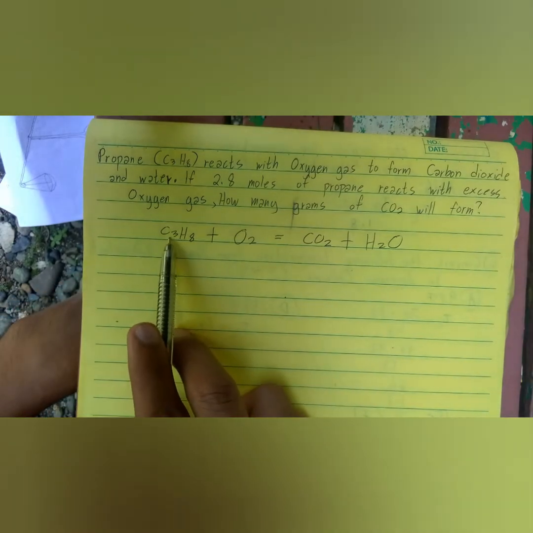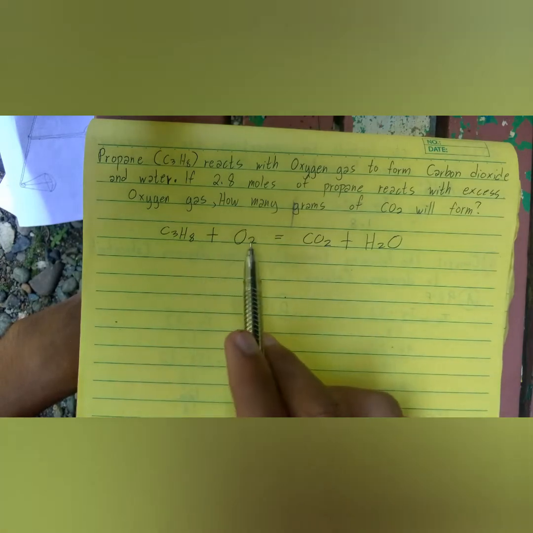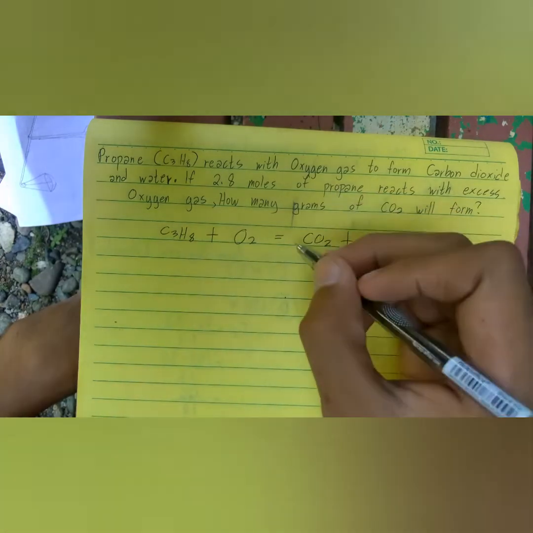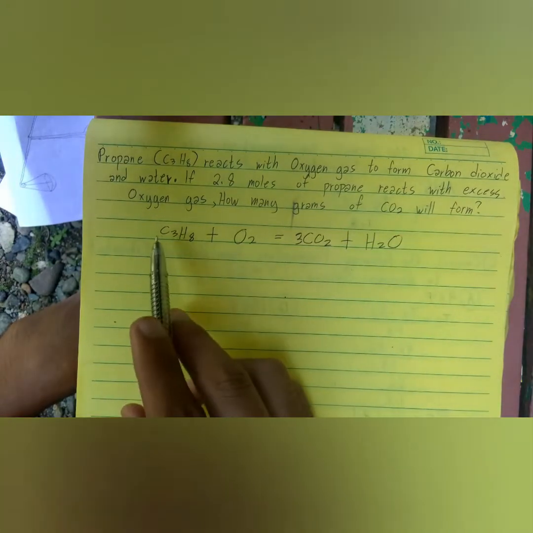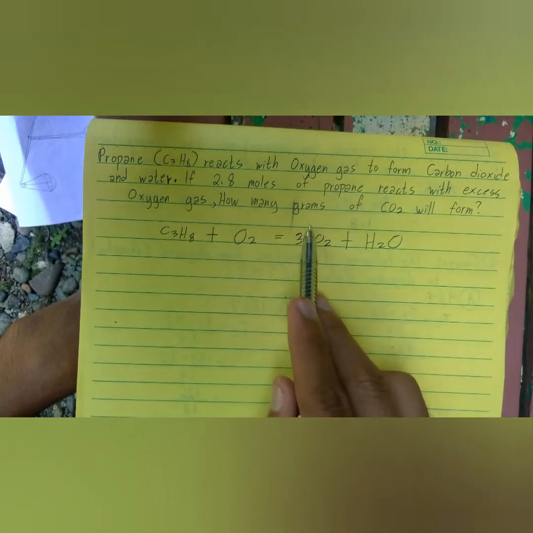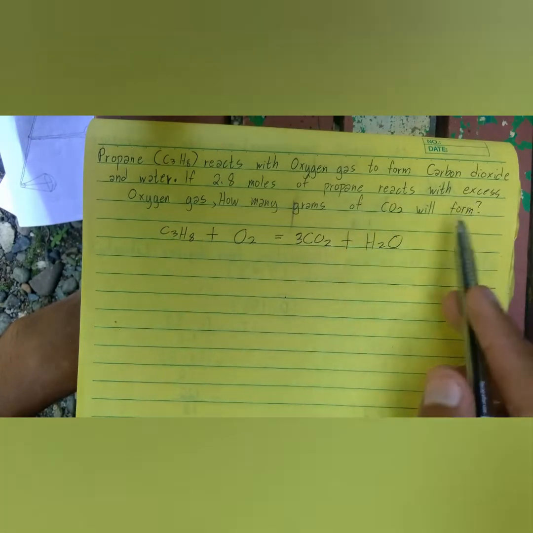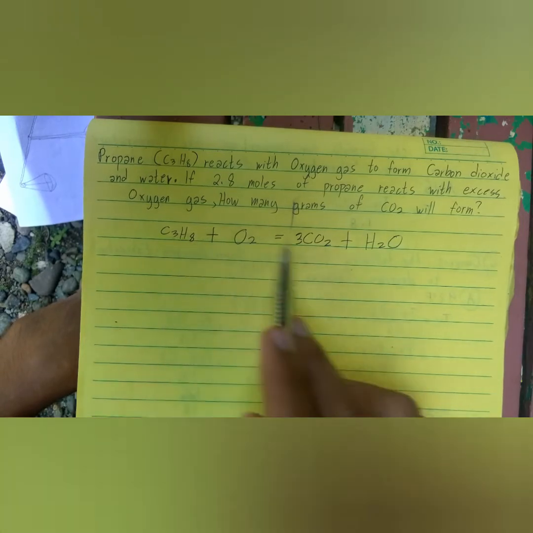Since there are 3 atoms of carbon in this side, and there's only 1, in order to make it balance, we have to write a numerical coefficient of 3. So, there are 3 carbon atoms in this side, and also in this side. Now let's go for the hydrogen atom. There are 8 hydrogen atoms on this side, and there's only 2.